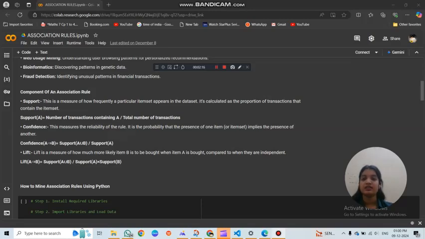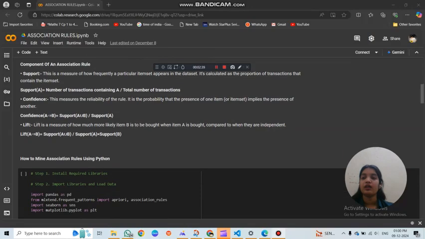Confidence. This measures the reliability of the rule. It is the probability that the presence of one item implies the presence of another. Confidence A to B is support A union B divided by support A. Lift. Lift is a measure of how much more likely item B is bought when item A is bought, as compared to when they are bought individually. Lift A to B is equal to support A union B divided by support A times support B.